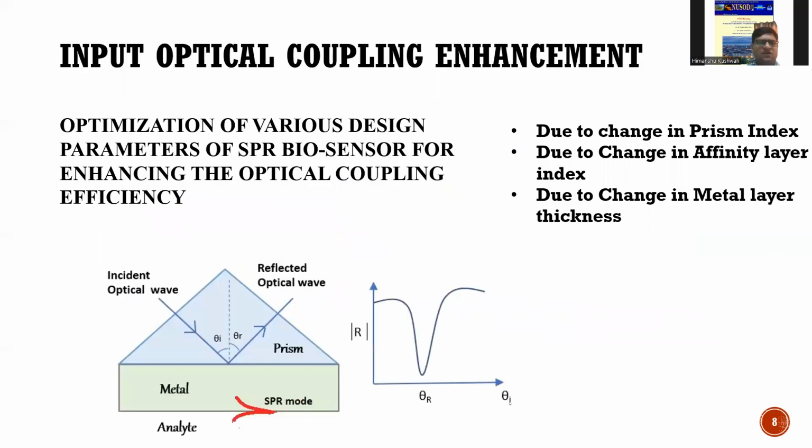Next, we have seen how we can increase our input optical enhancement, and that is due to three factors: due to the change in the prism index, due to the change in the affinity layer index, and due to the change in the metal layer thickness.